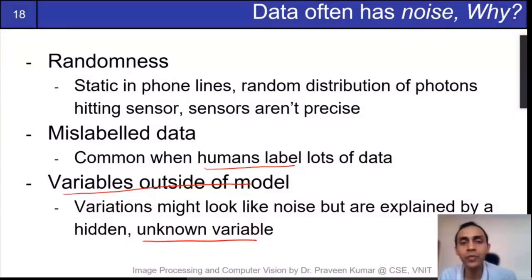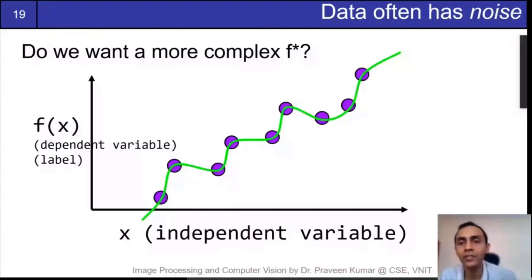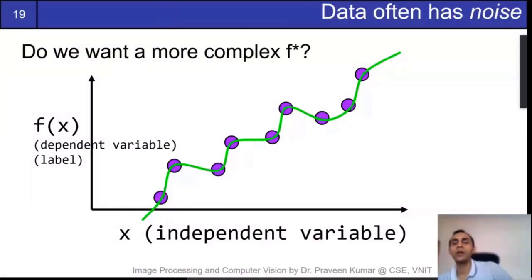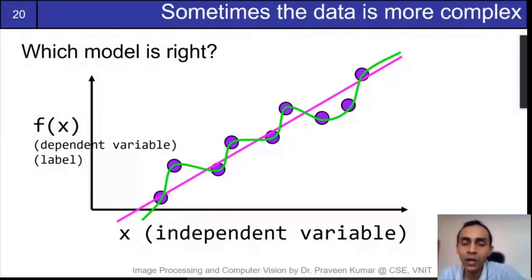Do we need to go for a very complex function like this, which tries to explain away each and every point in the distribution space? So this is an example of a more complex function, a higher dimensional polynomial, or maybe an n-dimensional thing.